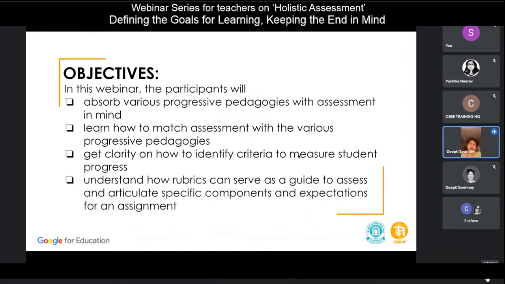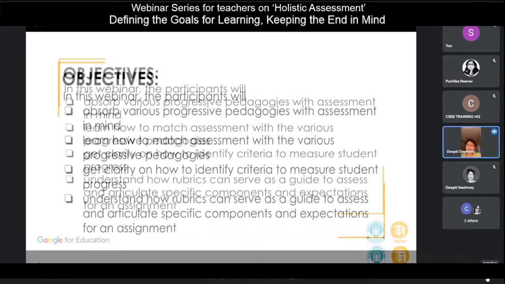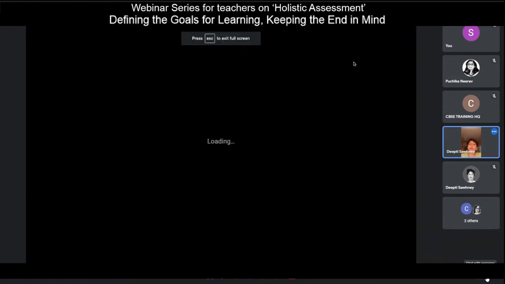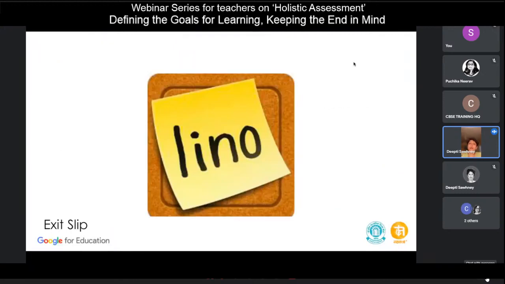At the end, I have a Linoit exit slip. So if you can open that, Puchika, there is a slip that we have, and I would request CBSE if you can post that into the chat, now or later. Puchika, is it there? The last slide. Go next. If you look at the speaker notes on this slide, there is a link.